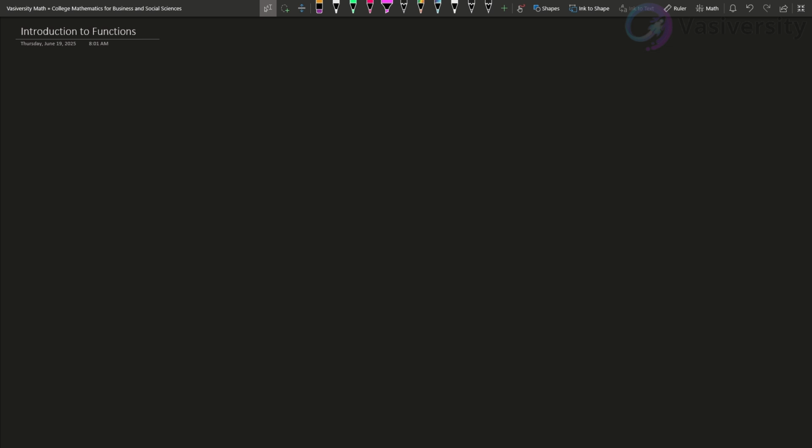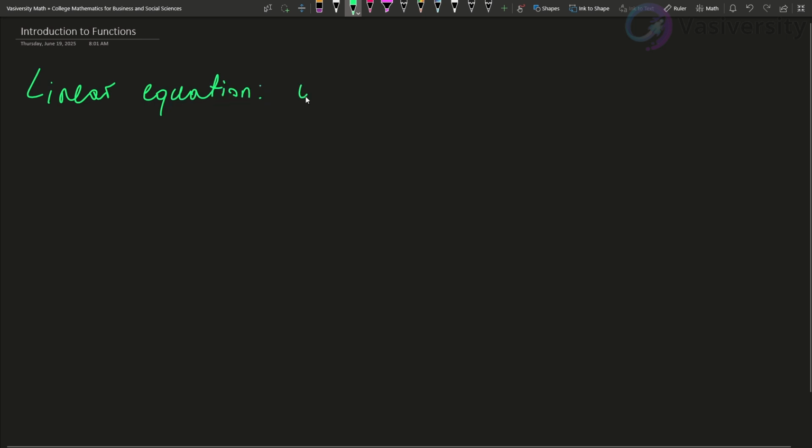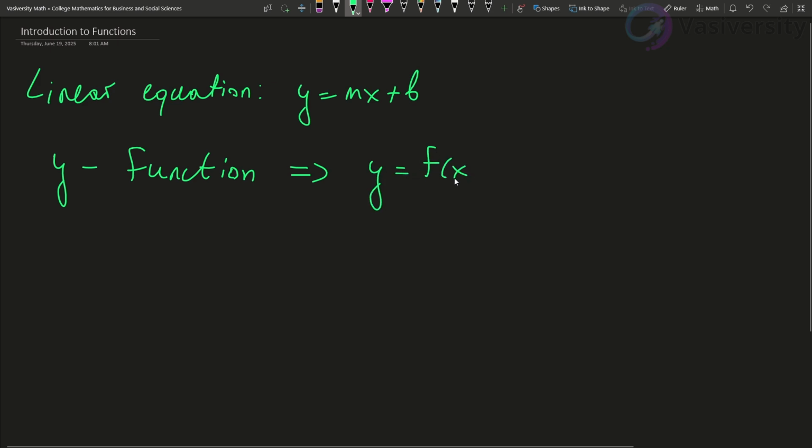So let's recall that a few lessons ago we started the linear equations. So what was the linear equation? A linear equation we learned is of the form y equal to mx plus b, right, where m is the slope and b is the intercept. So we call this a linear function, and essentially we're treating y as a function here. We haven't yet defined what a function means, but in this lesson we are going to be defining it. So we can also write y as y equal to f of x, which means function of a variable x. So in this case, x is a variable.